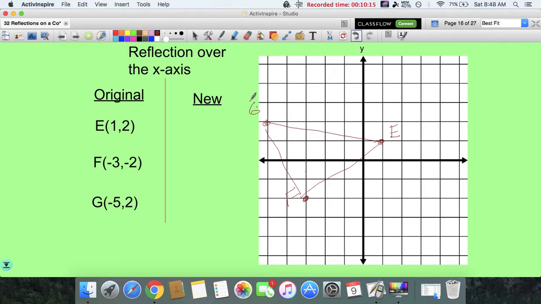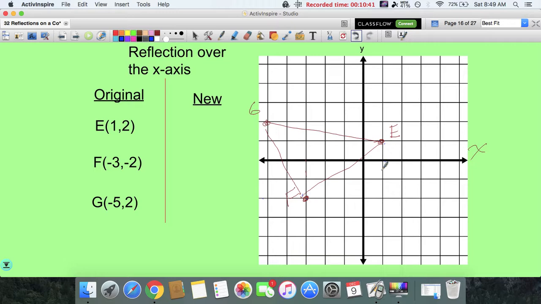And we want to reflect this over the x-axis. So here's my x-axis. So think of the x-axis on the right as your mirror. So the E has to jump from here to here. The F has to go from this side to this side. And G has to go from up to down. So no matter where you are, you are supposed to cross the x-axis to the other side. So if you're up here, you're going to go down. If you're down, you're going to go up.